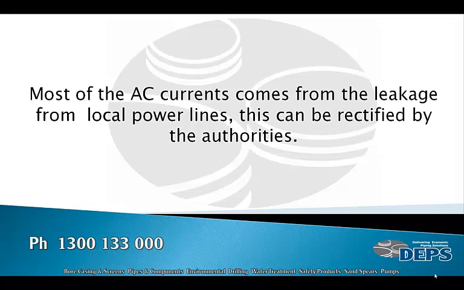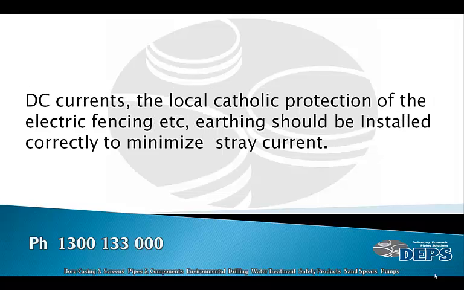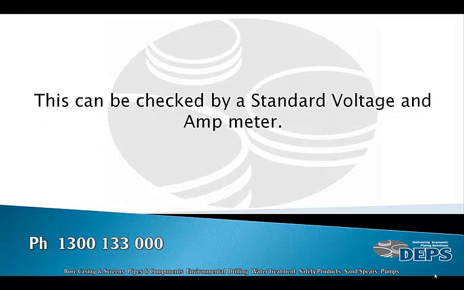Most of the AC currents come from leakage from local power supplies. This can be rectified by the authority. DC currents come from the local cathodic protection, electric fences, etc. Earthing should be installed correctly to minimize stray current. This can be checked by a standard voltage and amp meter.